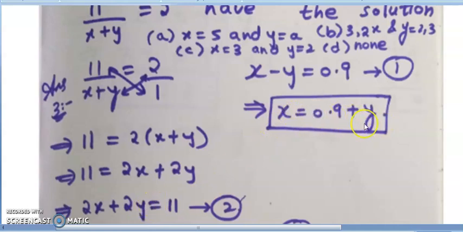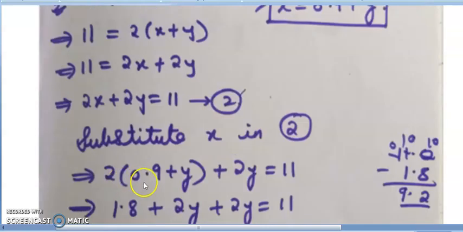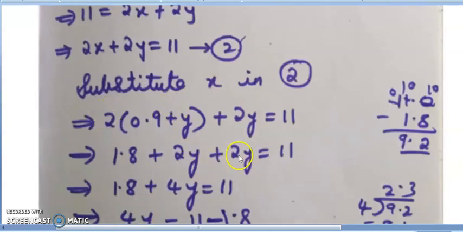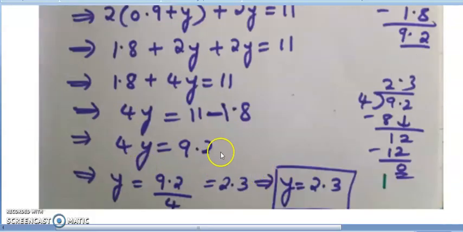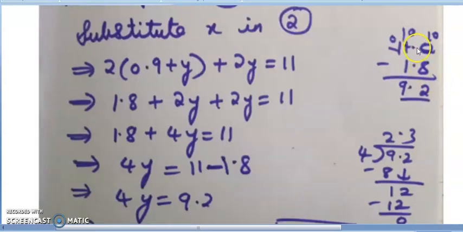So x is equal to 0.9 plus y. If I substitute here, I'm getting 2 into (0.9 plus y) plus 2y is equal to 11. 2 into 0.9 is 1.8. 2 into y is 2y, plus 2y is equal to 11. 2y plus 2y is 4y. Okay, then 4y is equal to 11 plus 1.8; if it goes outside it becomes minus 1.8. So 4y is equal to 11 can be written as 11.0 minus 1.8.